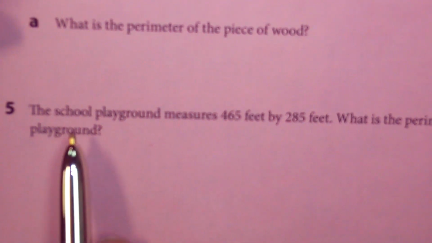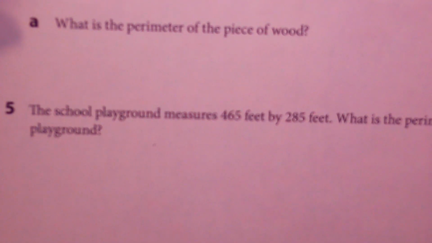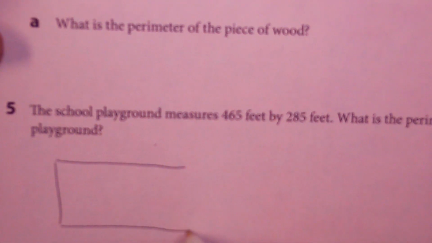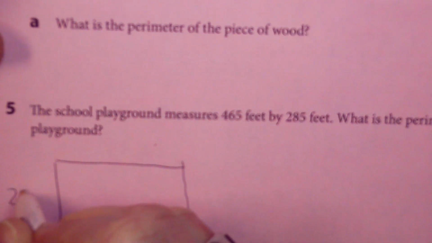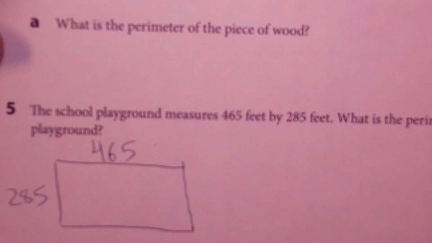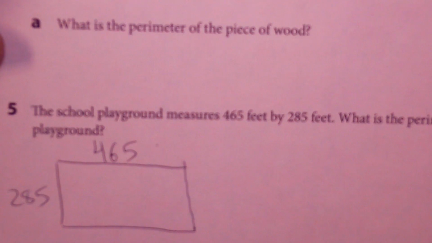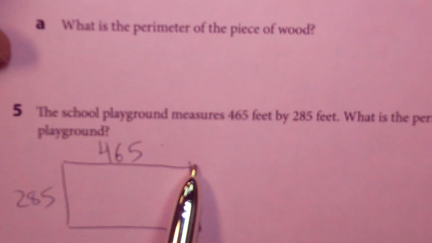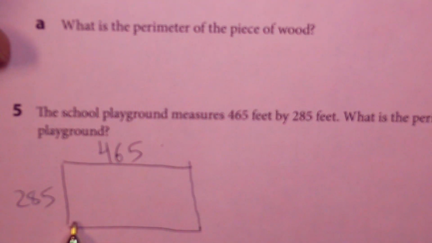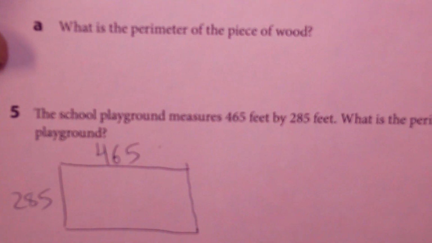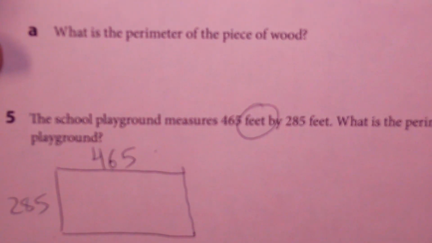Okay. The school playground measures 465 feet by, wow. Big playground. 285 feet by 465 feet. It says, what is the perimeter of that playground? Well, I'm guessing it's going to take you a little bit, and you're going to have to do some carrying if you use the standard algorithm. But you are going to add all 4 sides up and make sure that your units are feet.